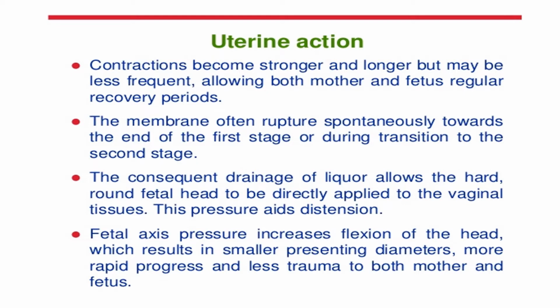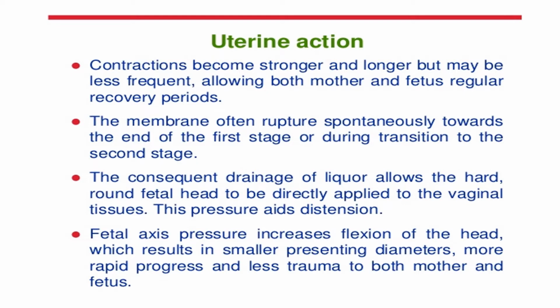So what will happen is that the fetal head, when it is coming down, will hit directly on the tissues of the cervix and vagina, and this direct pressure from the fetal part also will help for the distension or dilatation of the cervix, vagina and perineal area.